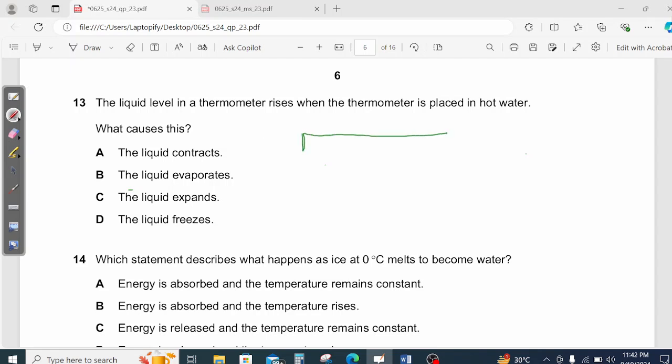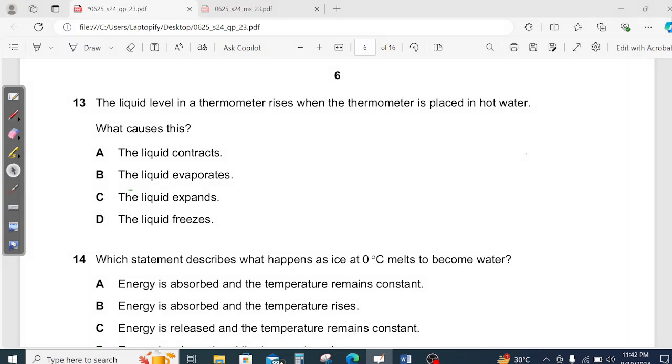Suppose this is your thermometer, and at that point you will see a bulb. This is your bulb, and this is the reading on the thermometer. Mercury is available in this region. When you place this region in your mouth or touch it with hot water, the mercury starts to expand until it reaches some point. That point will show the temperature of your hot object. So the mercury liquid expands. So your option will be C here.